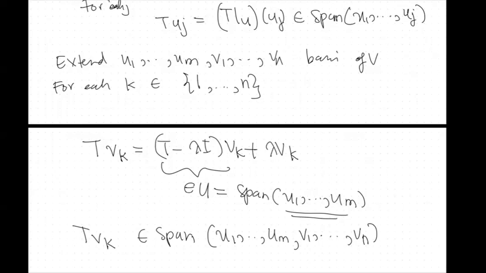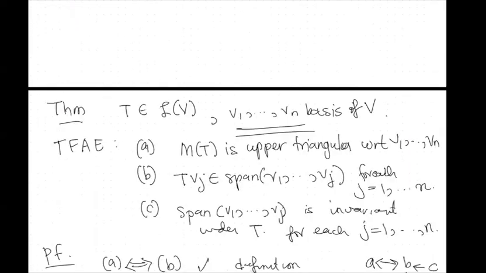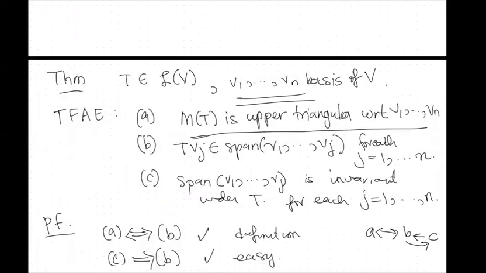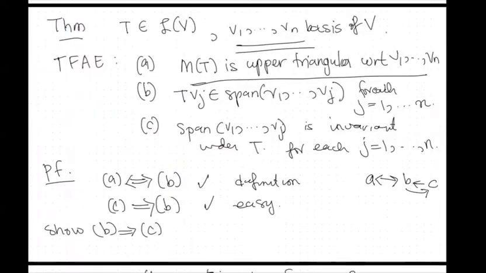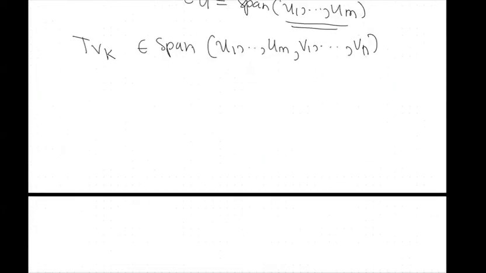Because of this, we will use the equivalent statement that we have proven here. T of v_j is in the span of v_1 to v_j. This is equivalent to saying that our operator T has an upper triangular matrix with respect to the basis. So in this case, our basis is u_1 to u_m, and then we adjoin v_1 to v_n, and then I think that completes the proof here.